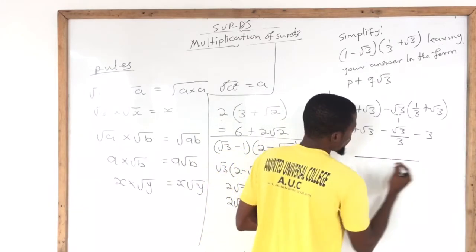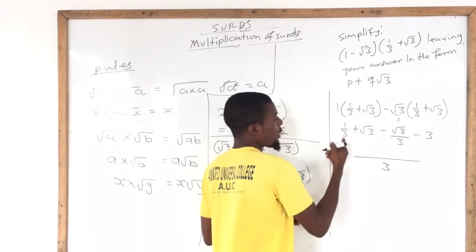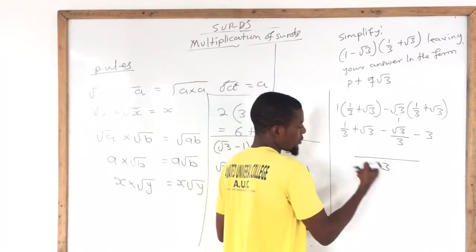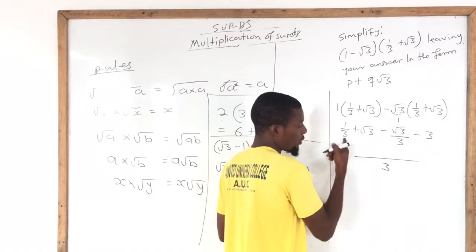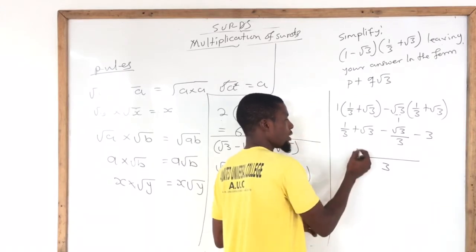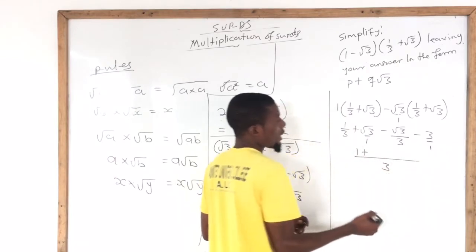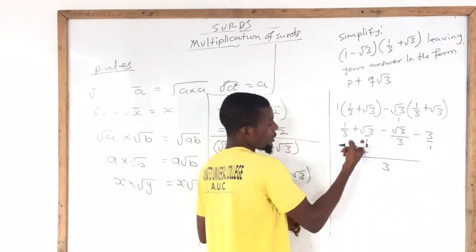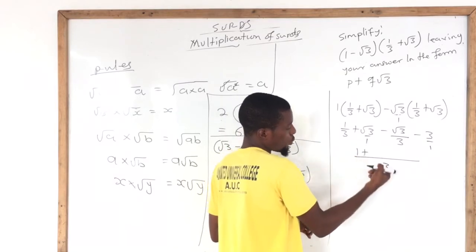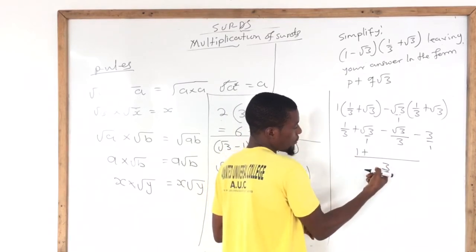The LCM here is going to give me 3. 1 goes into 3, how many times? 3 times. 1 goes into 3, 1. 3 goes into 3, 1, sorry. 1 times 1 is 1. This is a fraction. This is over 1. Every whole number is over 1, right? Now, 1 goes into 3 how many times?